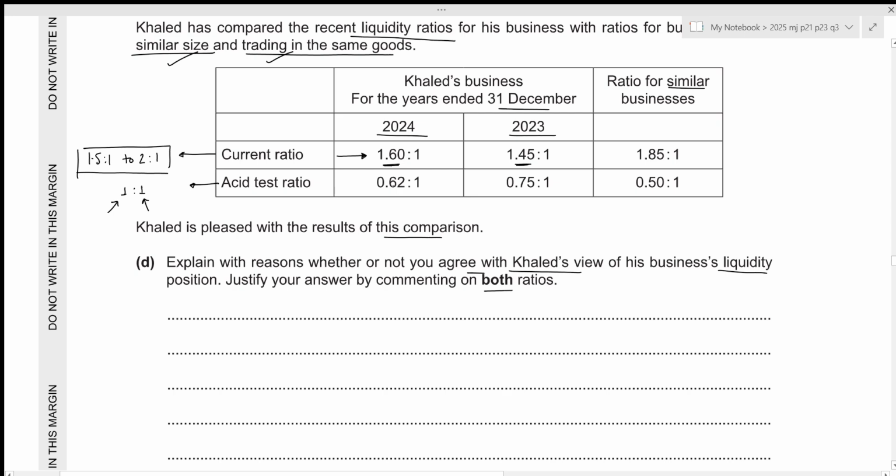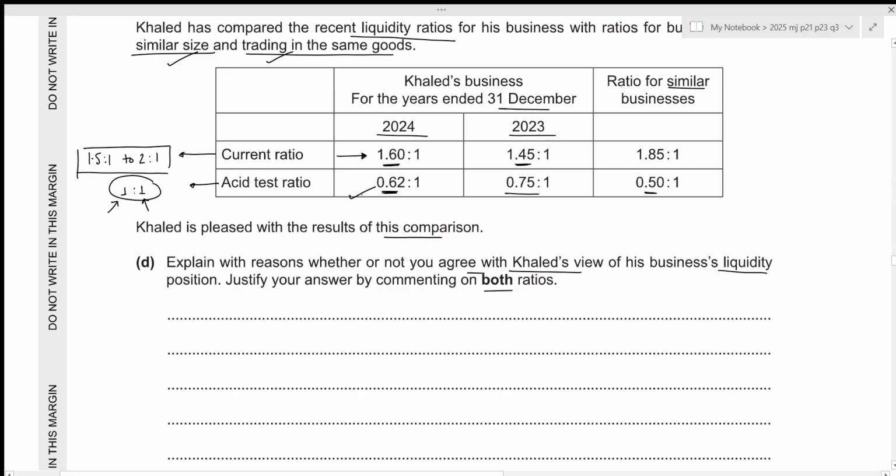As for the acid test ratio, the value in 2023 was 0.75 and it has decreased to 0.62. So this is not something that we are pleased with, because for acid test ratio, we need to have enough liquid current assets to cover the current liabilities. And as for another business, the value is 0.5. So if we are comparing it to another business, then sure, the value is good enough. But as per the value that we require, it's not really enough.